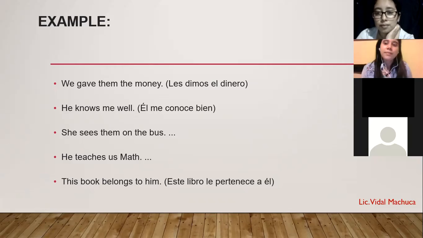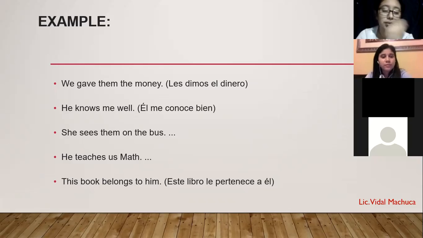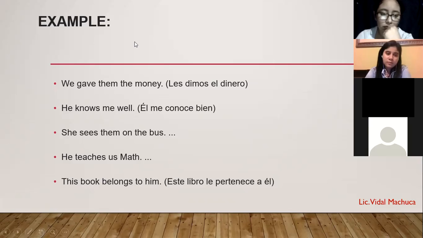Ok, y la próxima dice, he teaches us math. What do I teach you guys? Marcela Linares, what do I teach you guys? Marcela? Why do I teach math? ¿Me puede repetir, por favor?